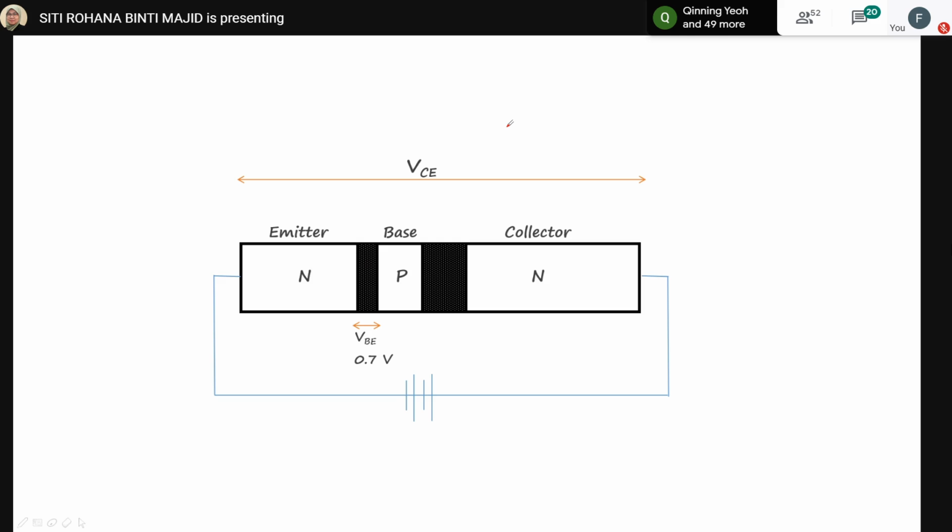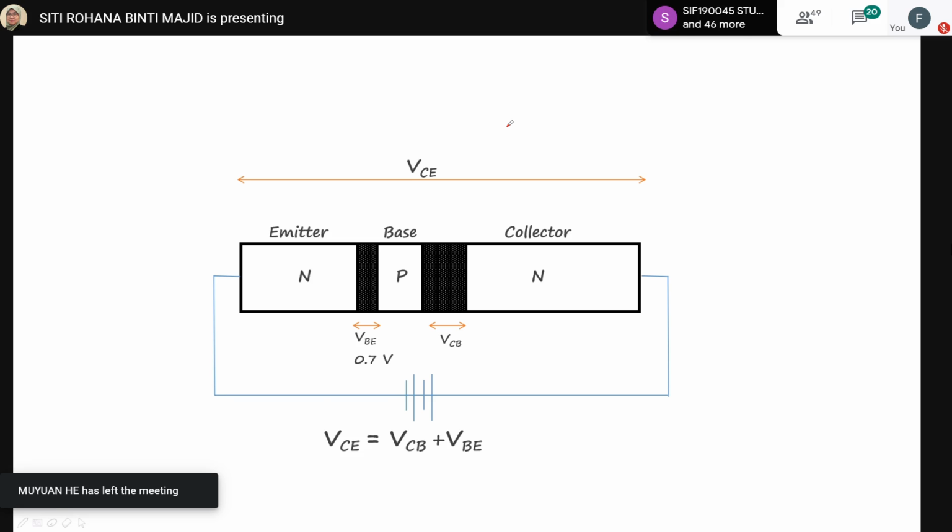And then secondly, for the applied voltage drop, we can find the reverse barrier across the base and collector junction, which is VCB. Okay, so now for this configuration, we can write VCE equal to VCB plus VBE.